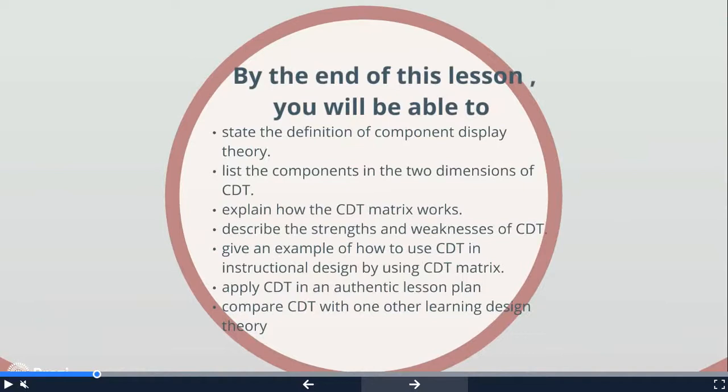By the end of this section, you should be able to state the definition of component display theory, list the components in the two dimensions of CDT, explain how the CDT matrix works, describe the strengths and weaknesses of CDT, give an example of how to use CDT in instructional design by using CDT matrix, apply CDT in an authentic lesson plan, and compare CDT with one other learning design theory.